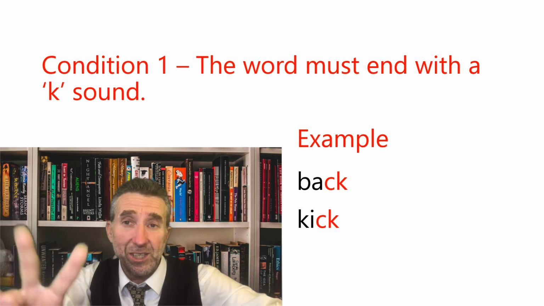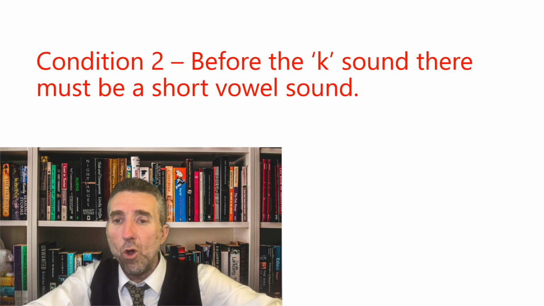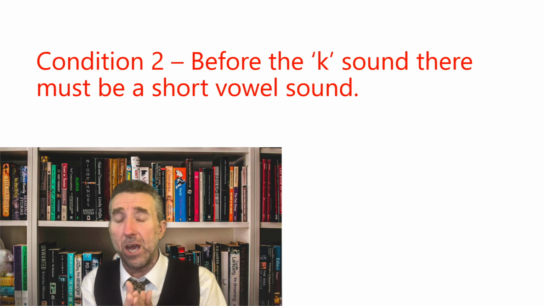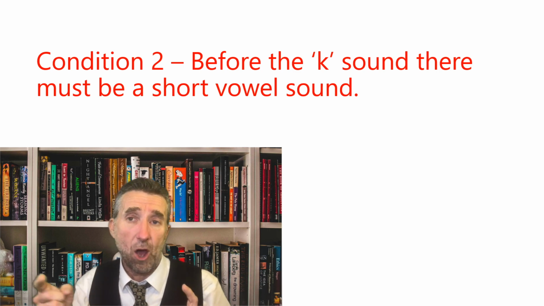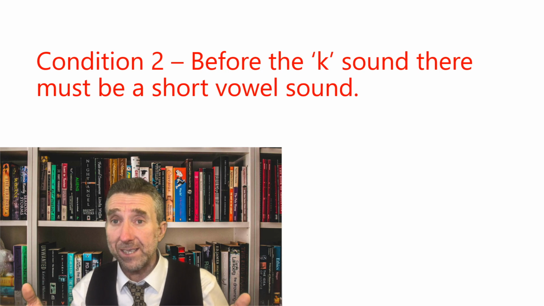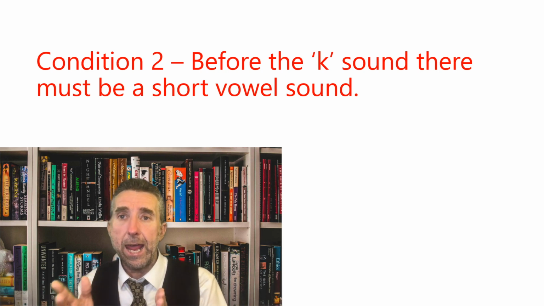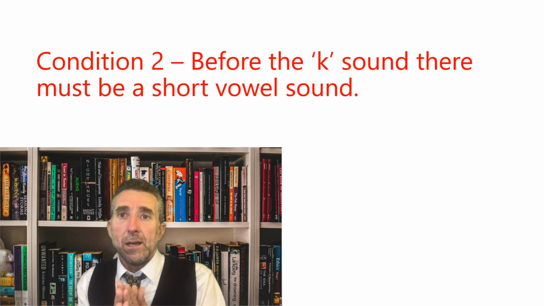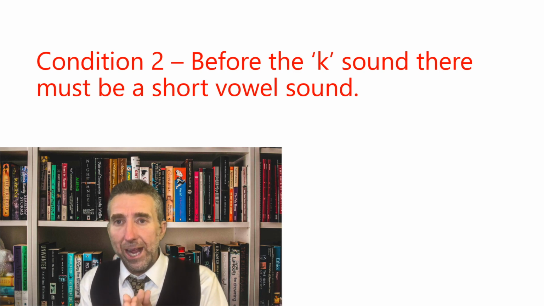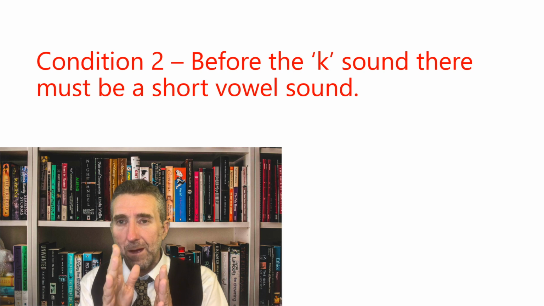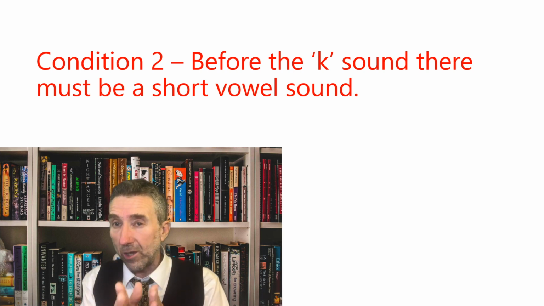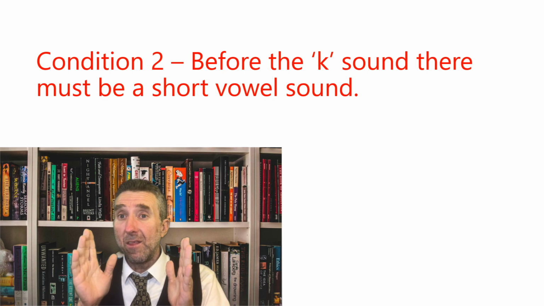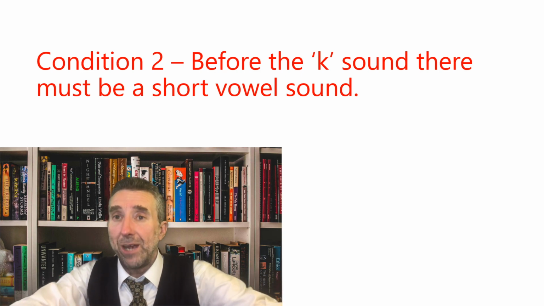Now your second condition that needs to be fulfilled is that the word must have a short vowel sound before that final k sound. So what is a vowel, first of all? Well, if you watch some of my other videos, you would have seen that the vowels are A, E, I, O, and U. Now the short vowel sounds for those letters are a, e, i, o, and u. So if the English word ends in a k sound and the vowel sound before that k sound is a short vowel sound, then that word meets the second condition to use CK.